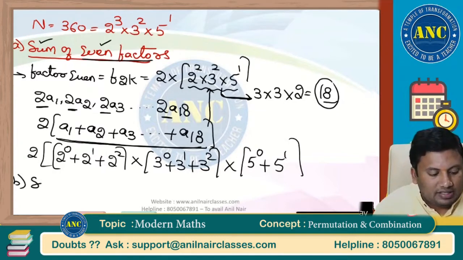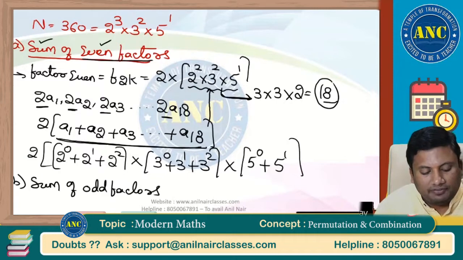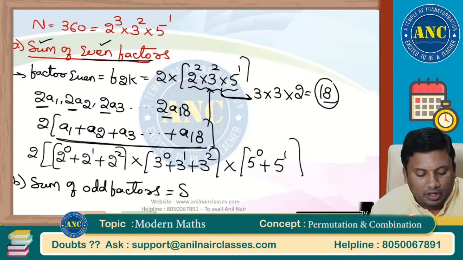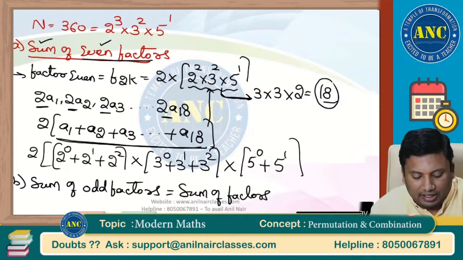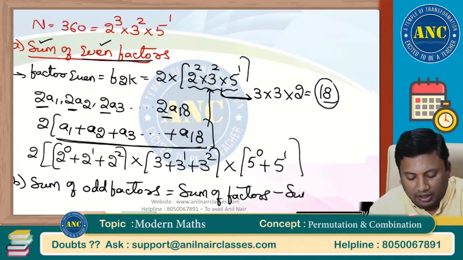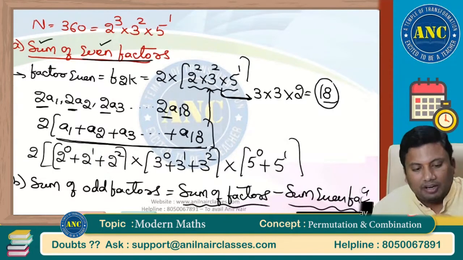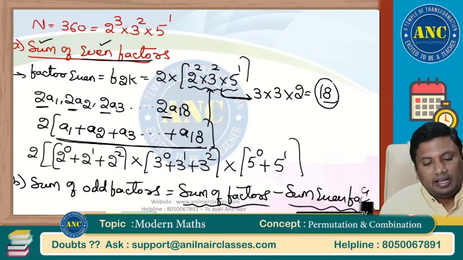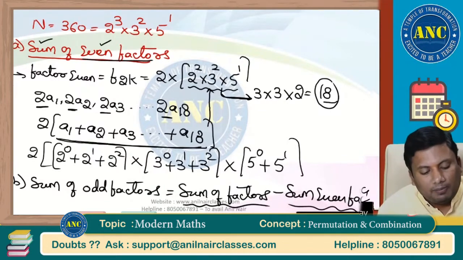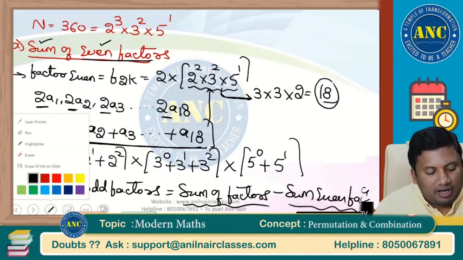Suppose it is the sum of odd factors. Sum of odd factors is nothing but total sum of factors minus sum of even factors. I will get the answer, the sum of odd factors. I hope the idea is clear. Sum of even factors and sum of odd factors.